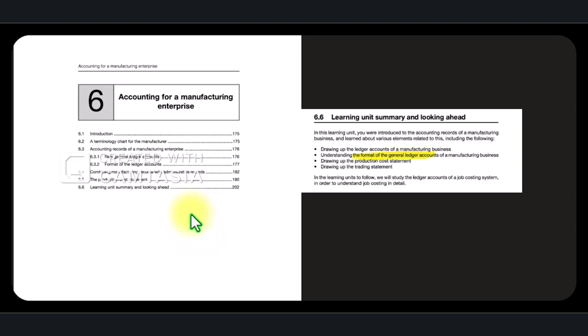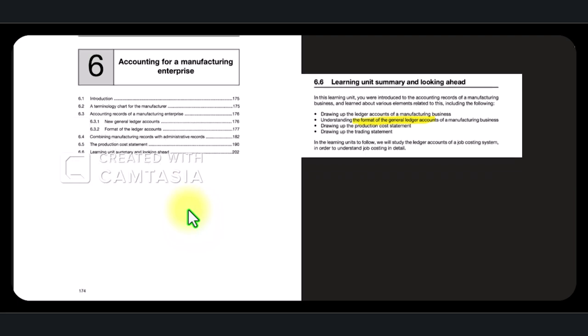Class, depending on the time of the day that you are accessing this recording. This is a refresher for accounting for a manufacturing enterprise. And as promised, two important parts of this refresher are the ledger account for a manufacturing business, and the second part of it will include the statement. So we will have a production cost statement as well as a trading statement.